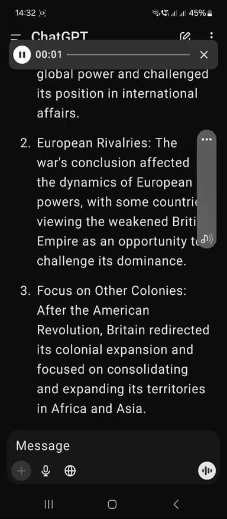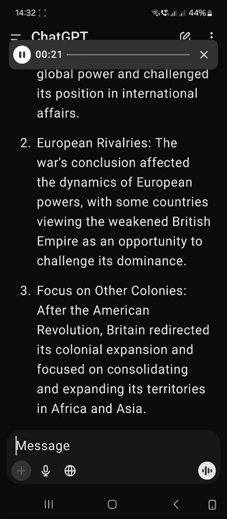The American War of Independence, also known as the American Revolutionary War, was a significant conflict that took place between 1775 and 1783. It marked the struggle of 13 American colonies against British rule and ultimately resulted in the formation of the United States of America.